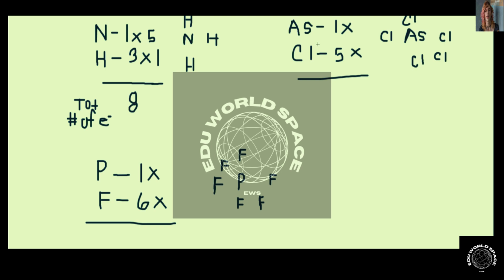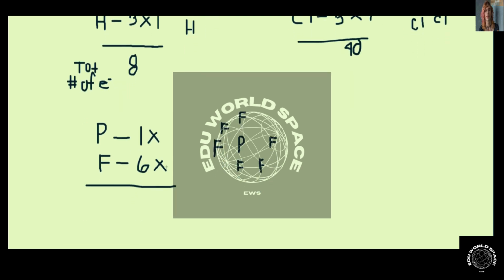Let's go on and total up for arsenic and chloride, and we're going to come back and do our structures for each. For arsenic, it has a valence number of 5. Chlorine or chloride has a valence number of 7. So when we total all these numbers, we get 40. So we have 40 total electrons we need to distribute.